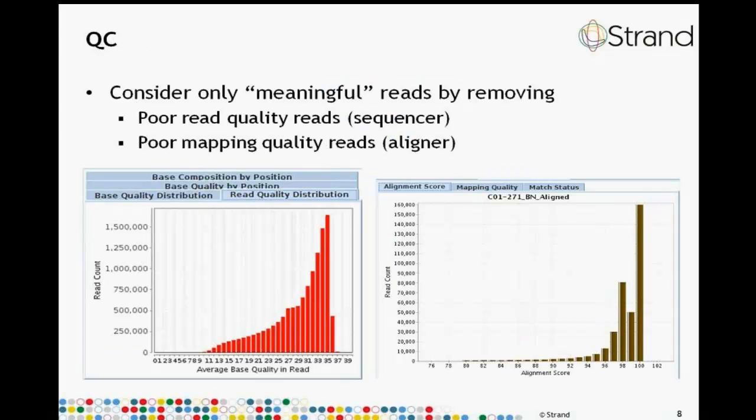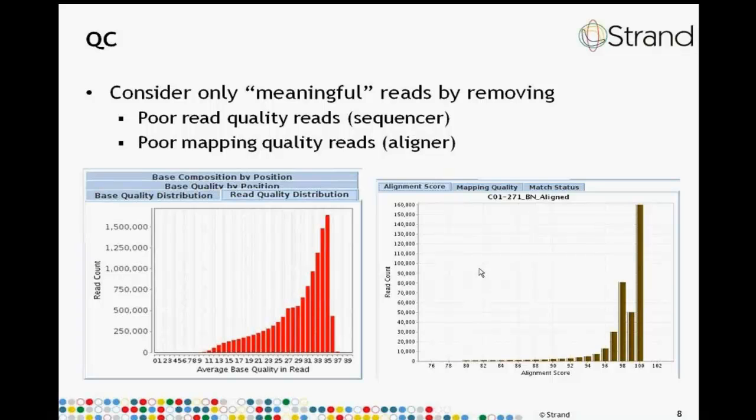So for this reason, before SNP calling is done, we need to carry out quality control, where we remove the poor quality reads and we remove the poor mapping quality reads. Avadis NGS provides a whole lot of QC views. The two most useful views for SNP calling are shown out here. One is the read quality distribution, which shows the average quality of a read across the entire set of reads in the sample. And the second plot is the mapping quality distribution, where the mapping quality is a number associated by the aligner.